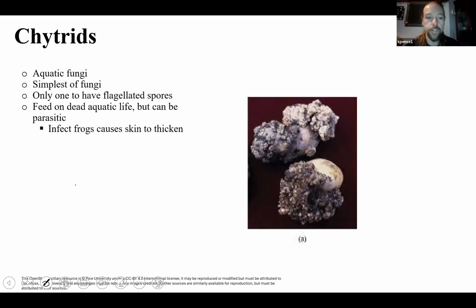Okay, chytrids are another type of fungus. These are the only ones with the flagella, so these are the exceptions I was just talking about. These guys love to infect aquatic life. So if you live in the water, you have a risk of being affected with chytrids. So fish and amphibians, stuff like that. What's interesting is one special chytrid here in the U.S. evolved and adapted to frogs.